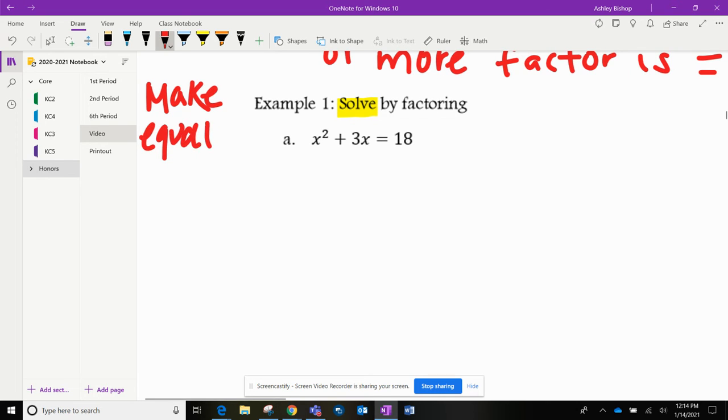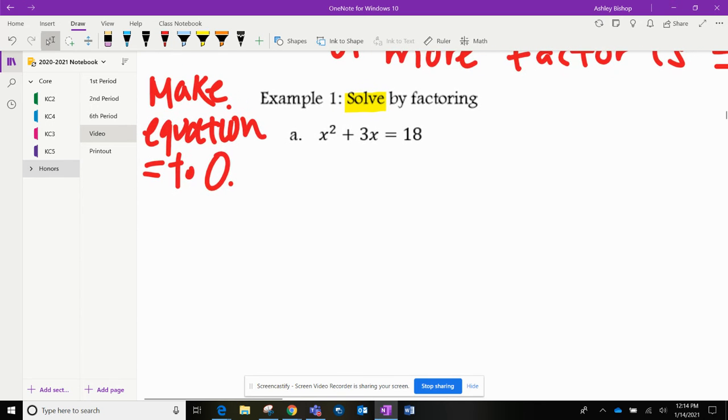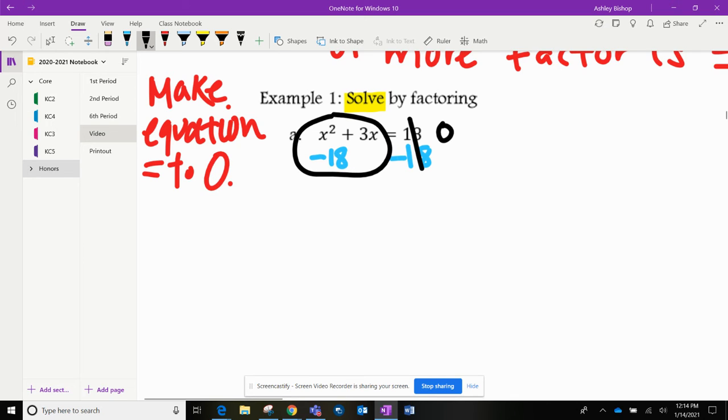So you want to make your equation equal to 0. Here my equation is not set equal to 0, so I need to get rid of this 18 so that I can put a 0 there. Well, I can get rid of the 18 by subtracting 18 from both sides. Remember, what you do to one side, you have to do to the other. Now this will get rid of that so that I have 0 over here. 18 minus 18 is 0, but I need to rewrite this side here so that I can account for my 18.